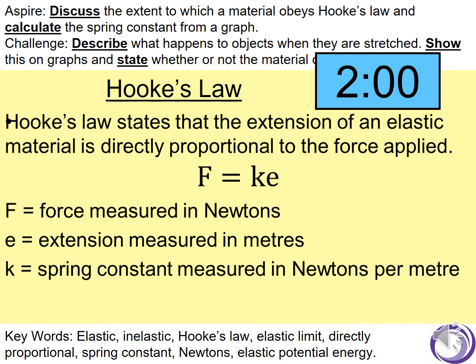And then, as importantly, we need to understand what each of those words means and what the units are that we would use. So first of all, we have F equals force measured in newtons. E is the extension measured in meters. Notice the spelling of the word meters. And K is the spring constant measured in newtons per meter. So I'd like to spend 2 minutes now and write those down as part of your notes very accurately for today's presentation.